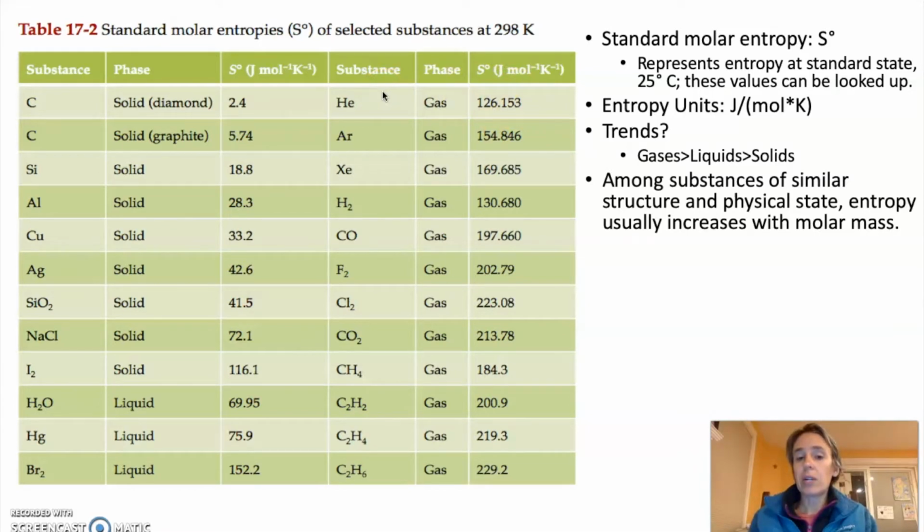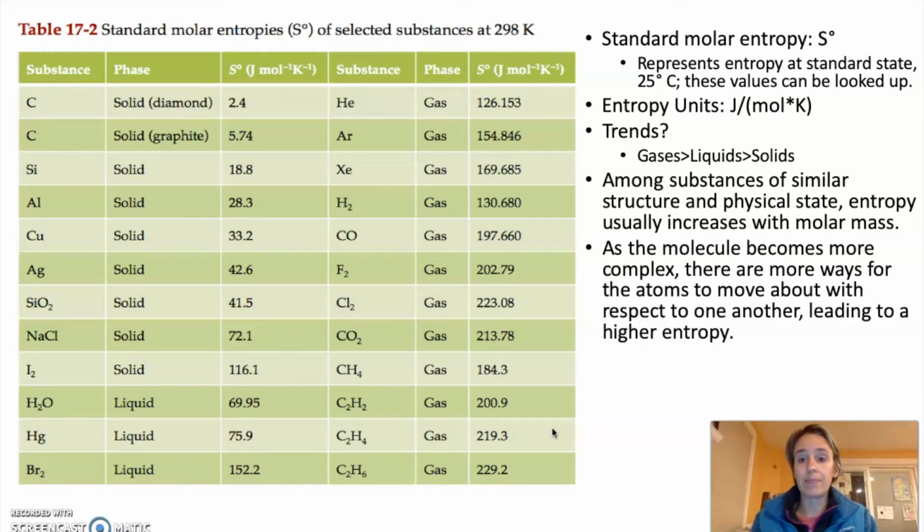Also, another trend I'd like to point out is that among substances of a similar molecular structure, for example, the hydrocarbons here, the entropy increases with increasing molar mass. And again, that's due to the fact that if there are more atoms, there are more different ways of orienting the atoms and the energy within the molecule, because all those atoms are moving around slightly and vibrating. So as the molecule becomes more complex, there's more ways for those atoms to move.